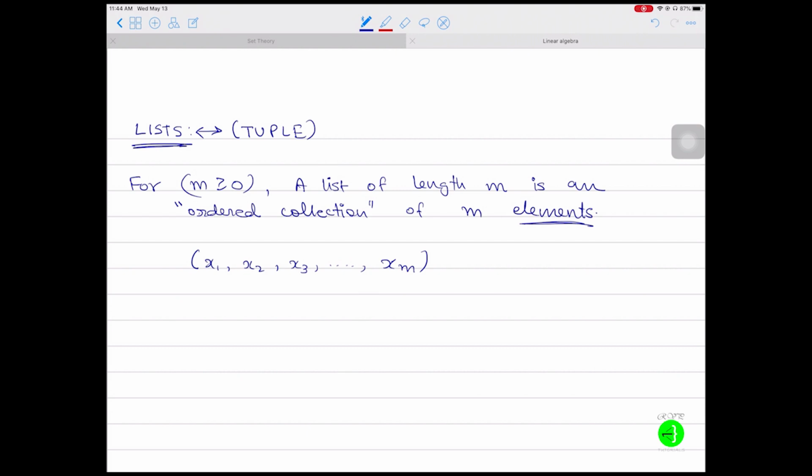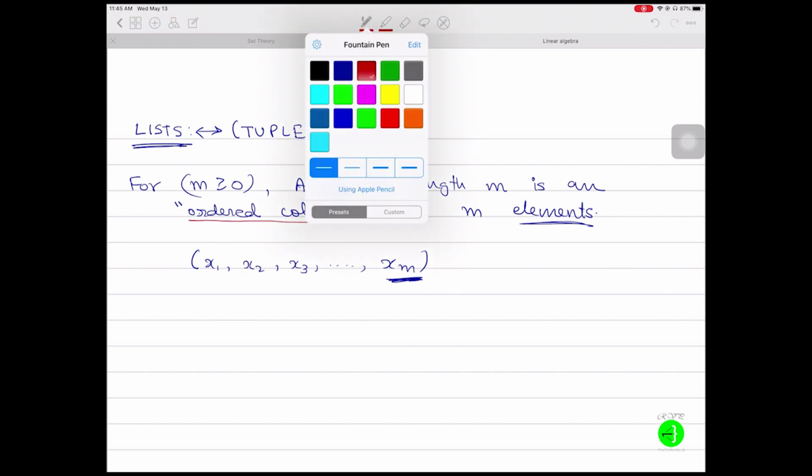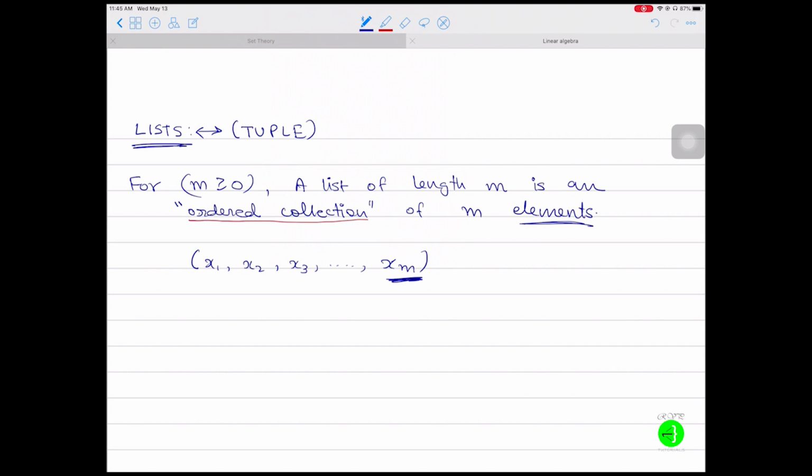And from the definition of lists, two lists would be equal when their lengths are equal, such that they have the same number of elements, all the elements are the same, and they have the same order. A really important thing is this term ordered collection. We always need to remember that a list is an ordered collection. So if they have the same length and same elements but in different order, the two lists cannot be equal.